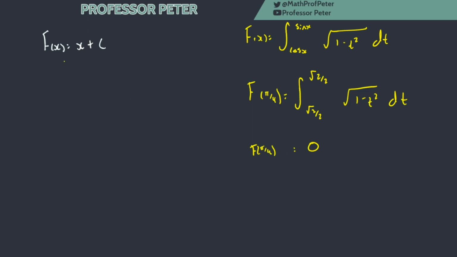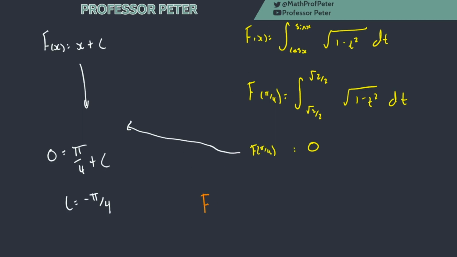And if I know that my capital F of x function is in this form, and it has this initial value, what I can do is say 0 equals pi over 4 plus c, and solve for c. C is obviously negative pi over 4. What that means is that capital F of x is really just x minus pi over 4. So this integral that we set up is really just this linear function x minus pi over 4.